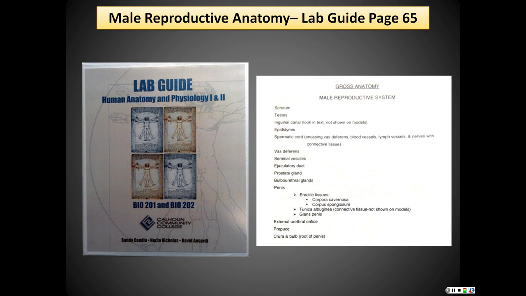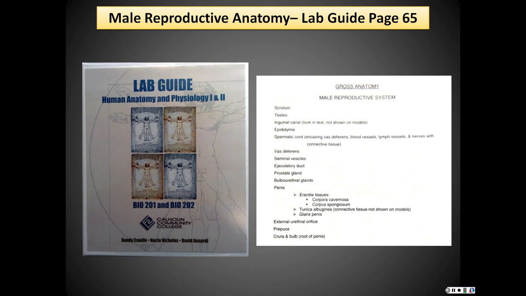Let's see, I'm going to give you an overview of the male reproductive anatomy. Here's your list. This comes from page 65 in your lab guide, so these are the things that you're going to be responsible for knowing, and when we're actually in the lab next time, you will be able to use the reproductive models that we have and go through and identify these structures on the 3D model.